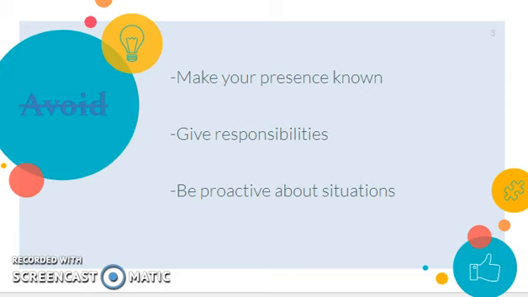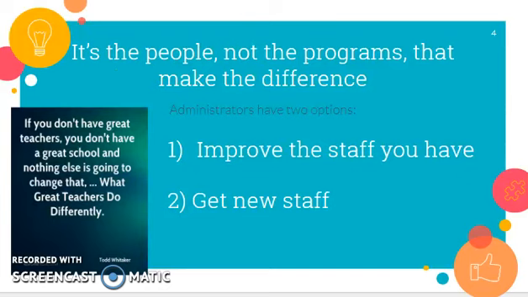Whenever possible, try to be proactive rather than reactive. Get ahead of things before they happen. Prepare them for difficult parents or difficult students. Use another mentor who is highly qualified and seen as a leader in the school. Whatever you do, do not try to act as though things will get better on their own or avoid the situation. It's the people, not the programs, that make the difference.